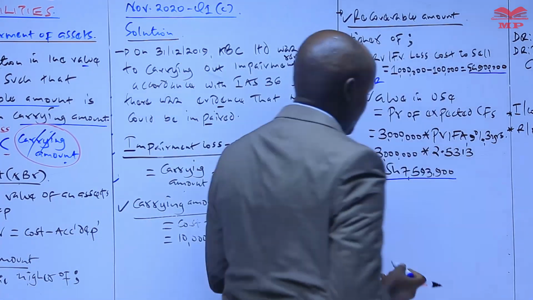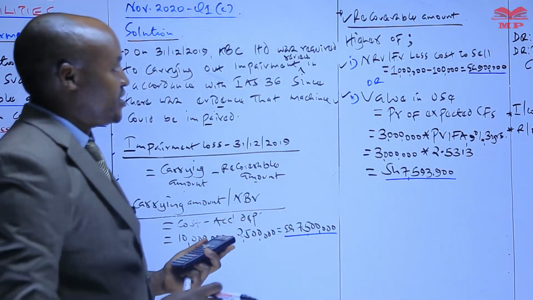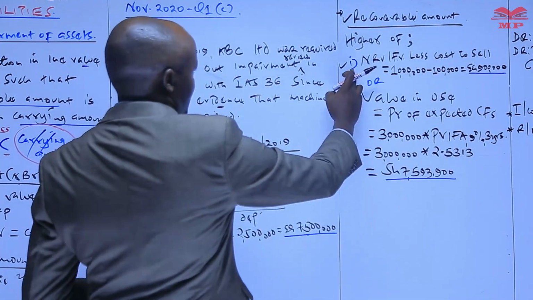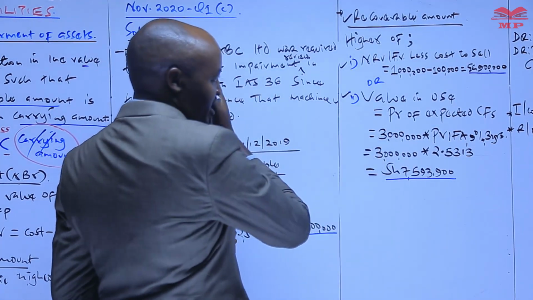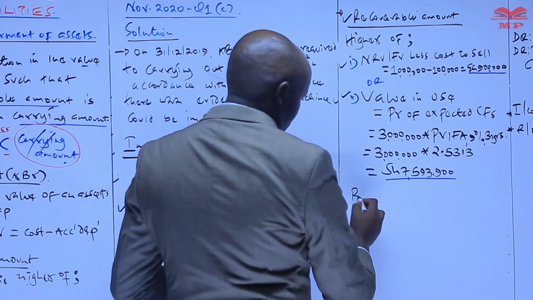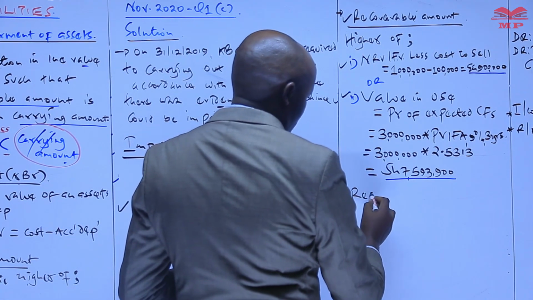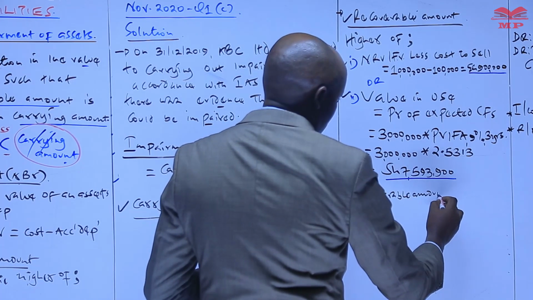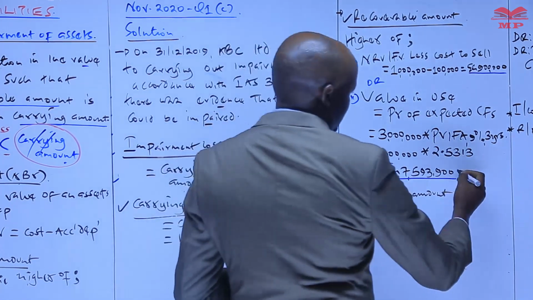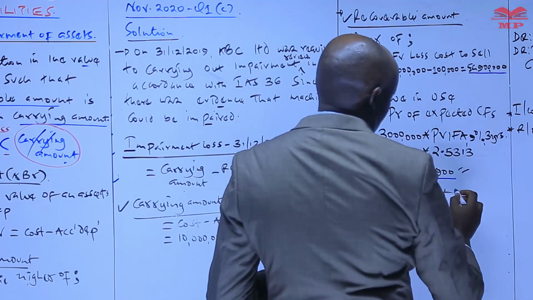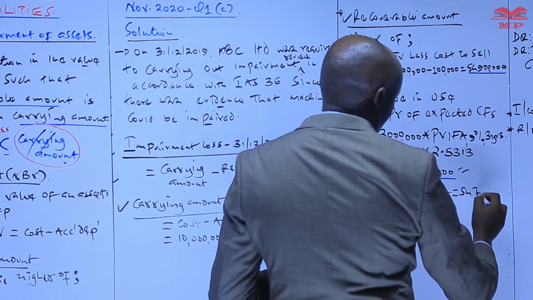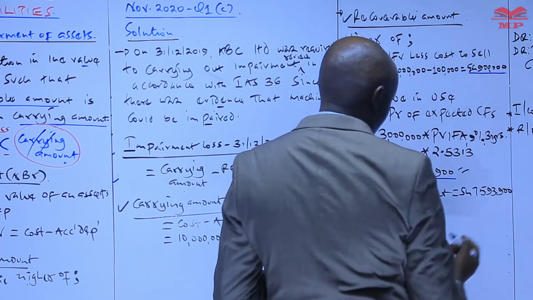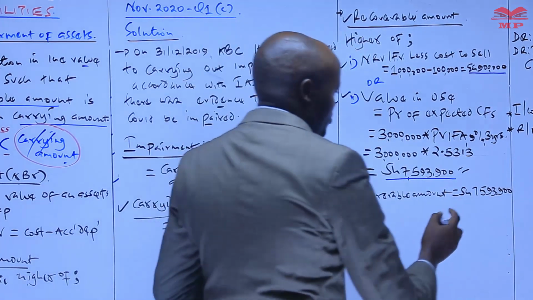So that is now the value in use. So having the value in use, finally what we need to do is we need to determine the recoverable amount. And the recoverable amount, we take the higher of these two values, the higher of those two values. So therefore you can say the recoverable amount of this machine is this one. So this one is the one which is higher than that, is the shillings 7,593,900. So that is the recoverable amount.